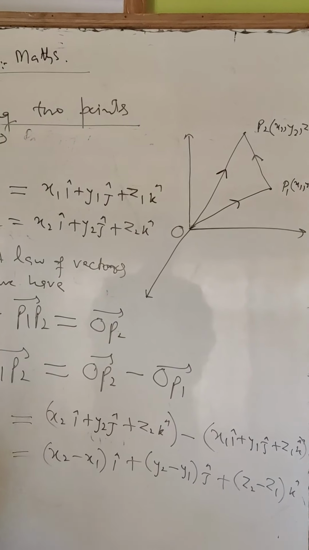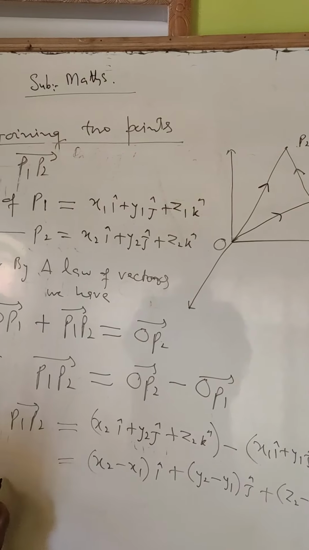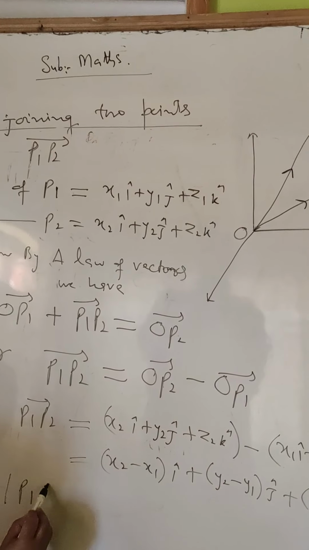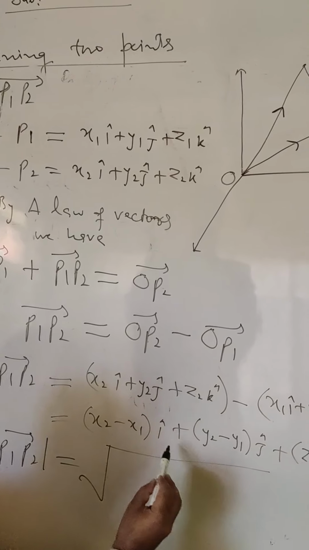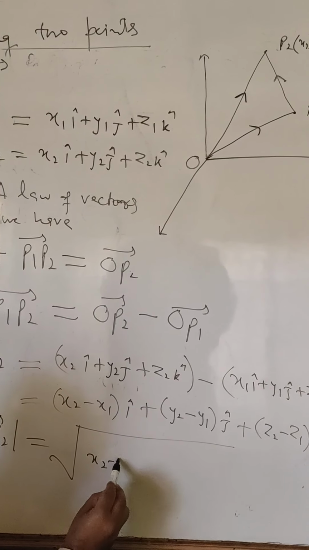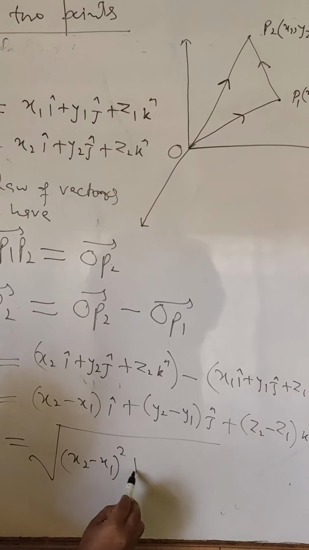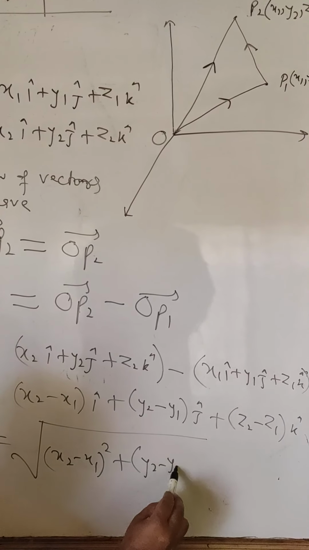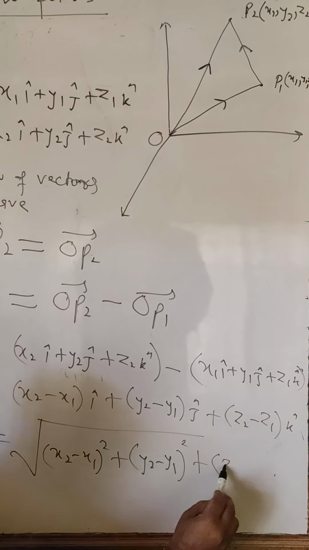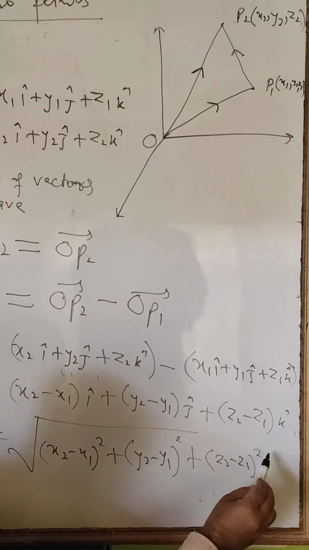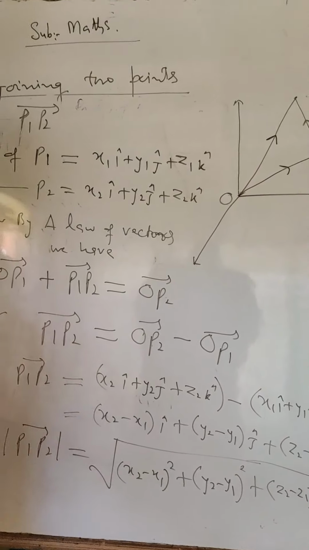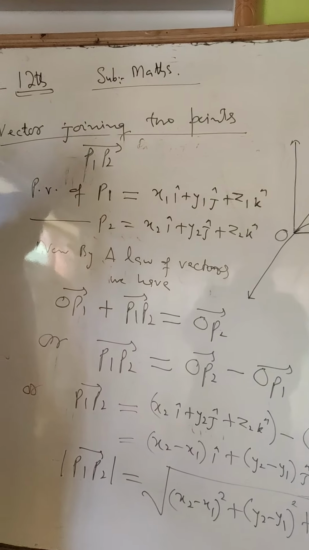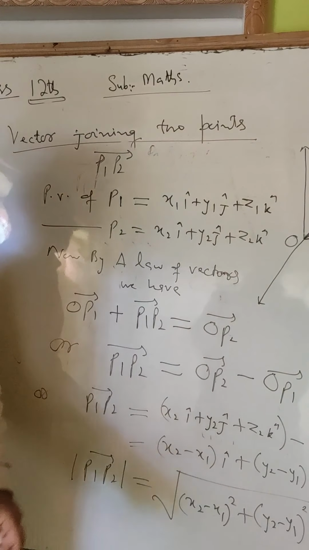Here we can also find its modulus. Magnitude of P1 P2 vector is equal to square root of the square of the coefficient of i, x2 minus x1 squared, plus y2 minus y1 squared, plus z2 minus z1 squared. This will be its magnitude. This is all about the vector joining the 2 points.